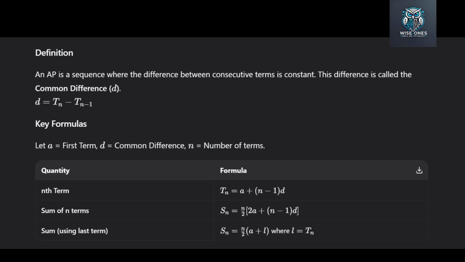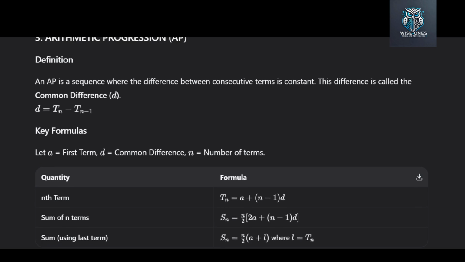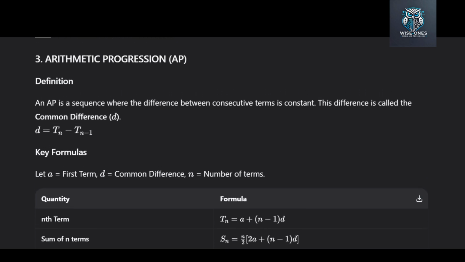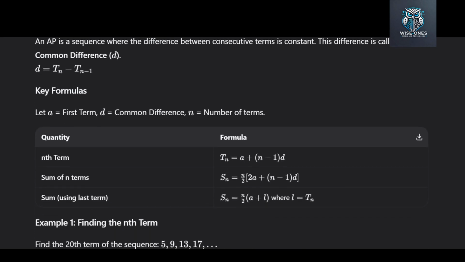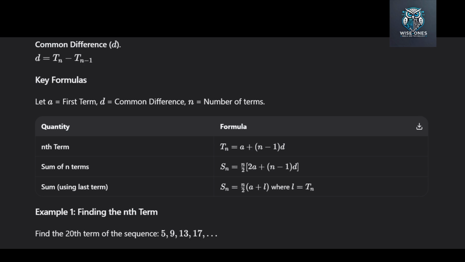For example, in the sequence 2, 5, 8, the difference is 5 minus 2, which is 3, and 8 minus 5 is also 3. So the common difference is 3. There are key formulas you must know. I want you to write these down clearly. Let a be the first term. Let d be the common difference. Let n be the number of terms. The first formula is for the nth term.